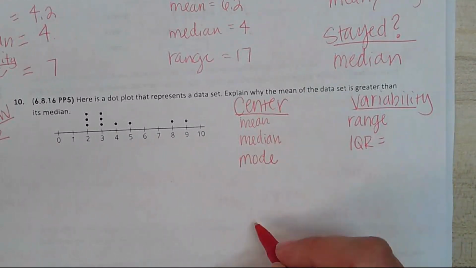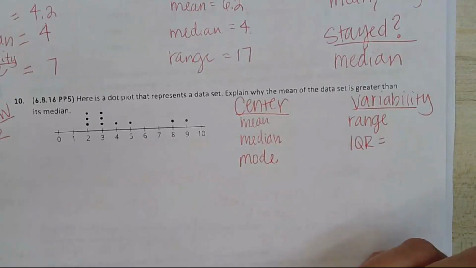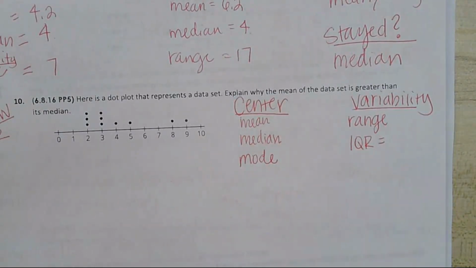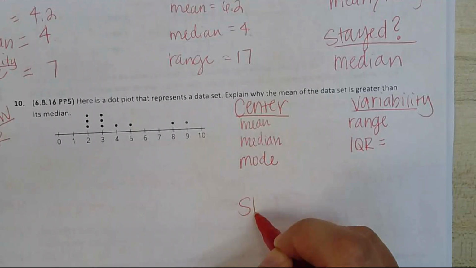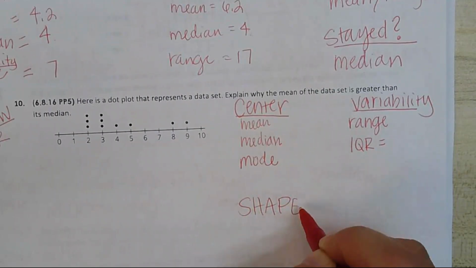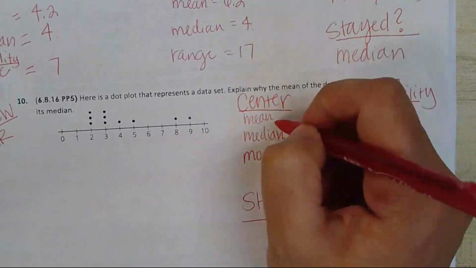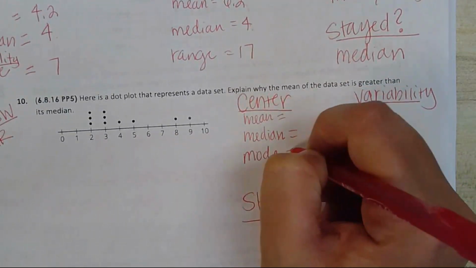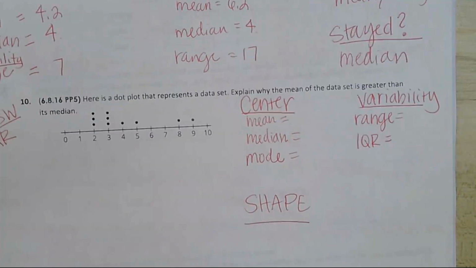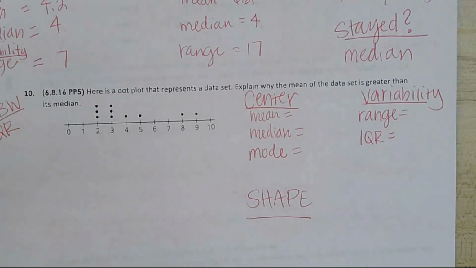Okay. And then what else did you learn that data can tell you? It tells you the what? Shape. Tells you the shape. So I want you to describe all these things: mean, median, mode, range, and the shape. Thumbs up once you have it. I'm pausing the video, but thumbs up once you have it. So work on finding the center, the variability, and the shape.